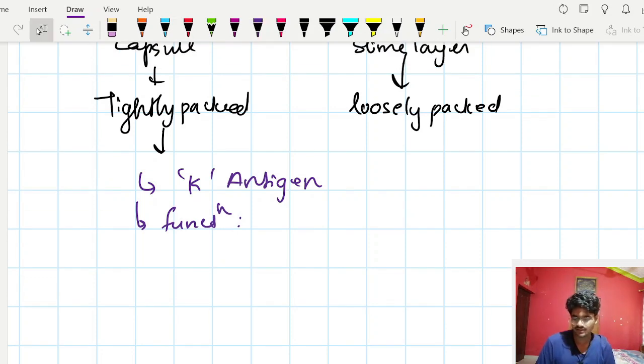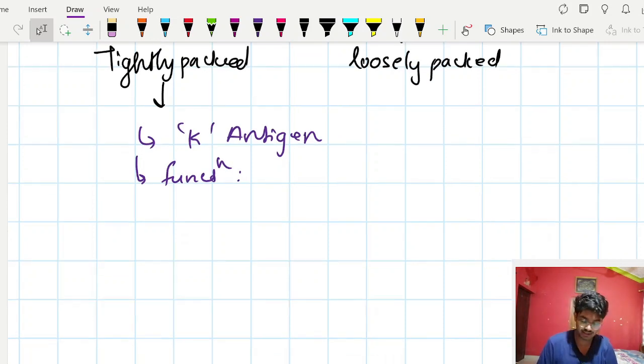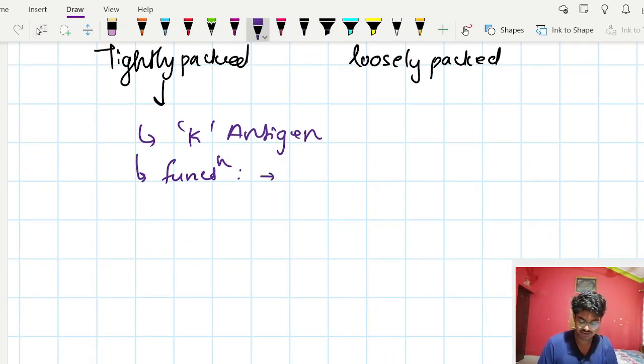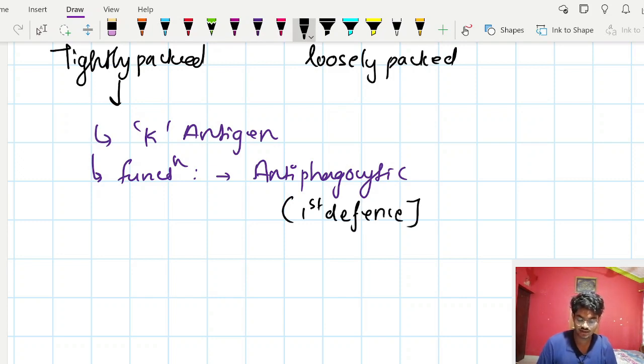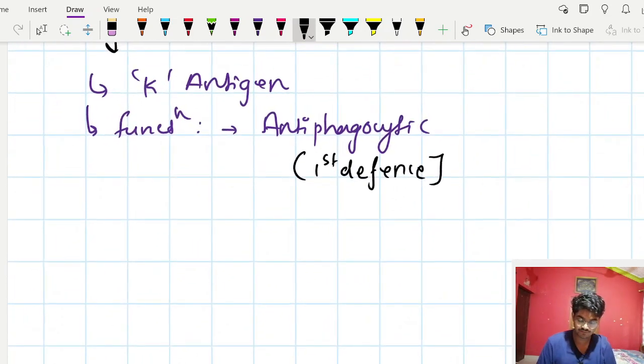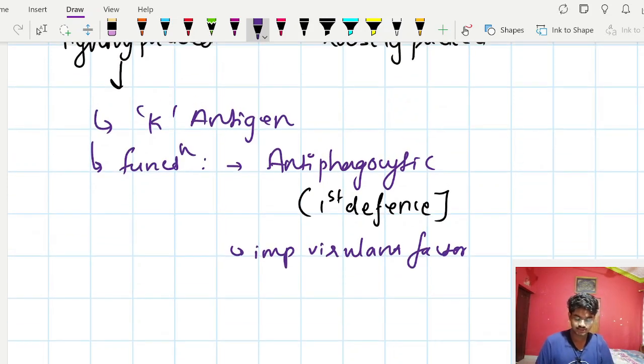Slime layer has not that much importance, but capsule has very much importance because it is one of the important virulent factors in many bacteria. So the first function is that capsules are antiphagocytic. That means what? Phagocytosis is the first line of defense. So antiphagocytic means it escapes the first line of defense of our immune system. So that's why it is one of the important virulent factors. So these are the functions of K antigens.